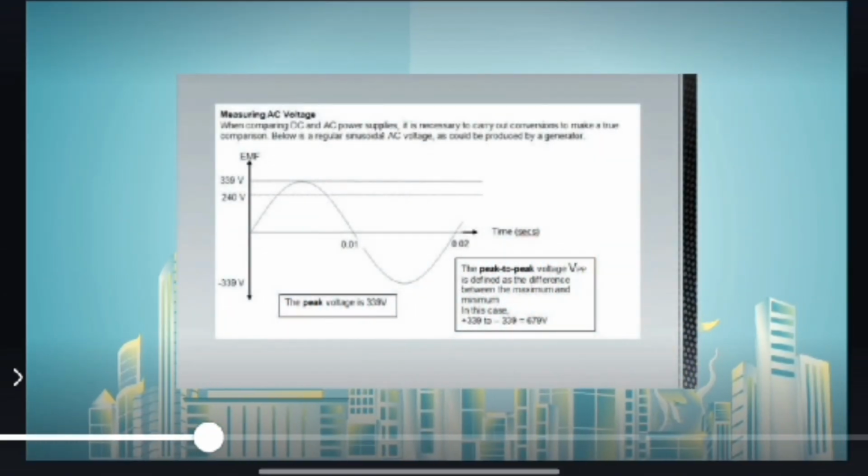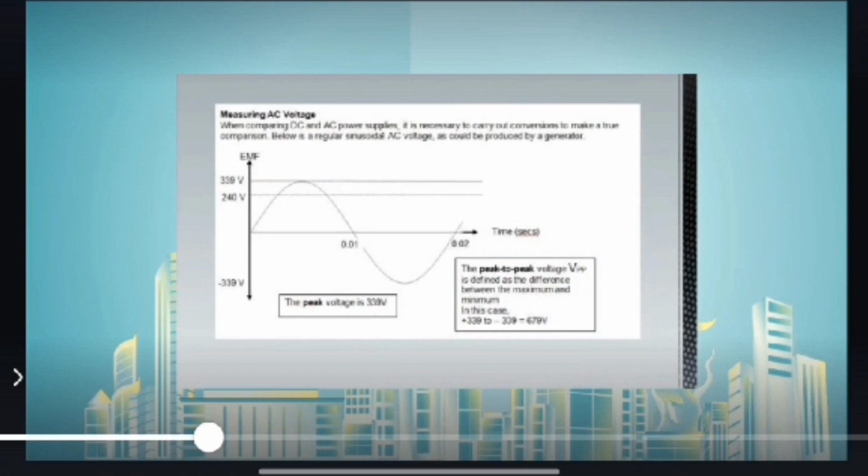Measuring AC voltage. When comparing DC and AC power supply, it is necessary to carry out conversion to make a true comparison. Below is a regular sinusoidal AC voltage as could be produced by a generator. The peak voltage is 339 volts. The peak-to-peak voltage (VPP) is defined as the difference between the maximum and minimum, in this case positive 339 to negative 339 equals 679 volts.